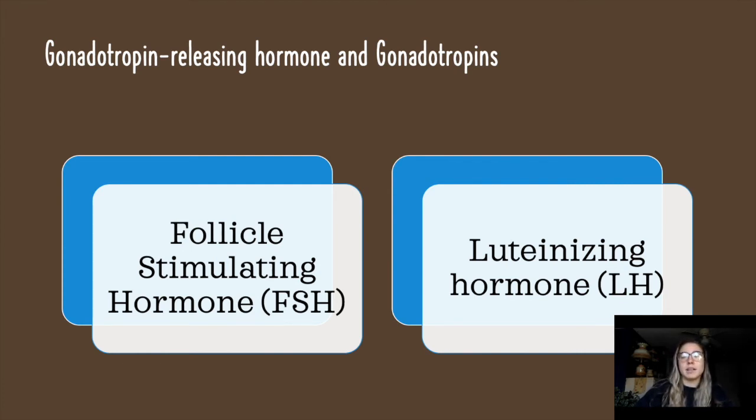Luteinizing hormone acts on endocrine cells and stimulates the production of steroid sex hormones, which we had just talked about, called androgens, aka testosterone and DHT.